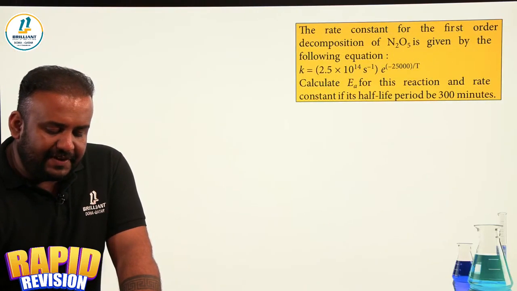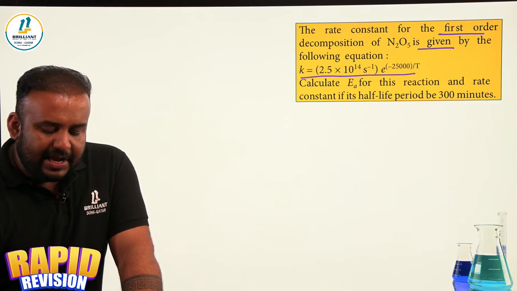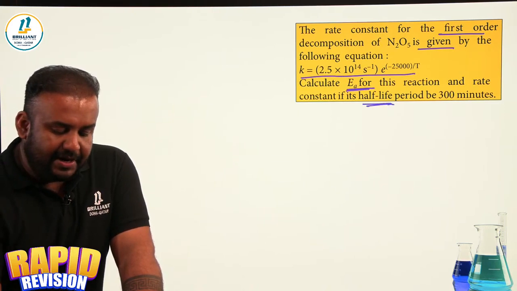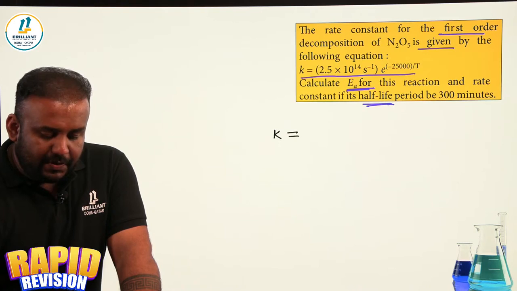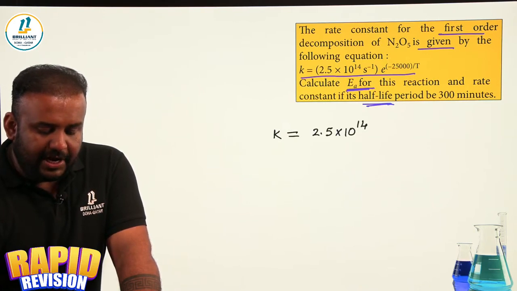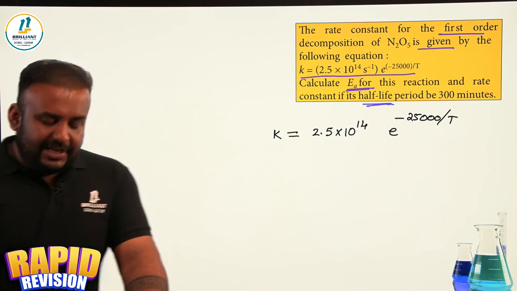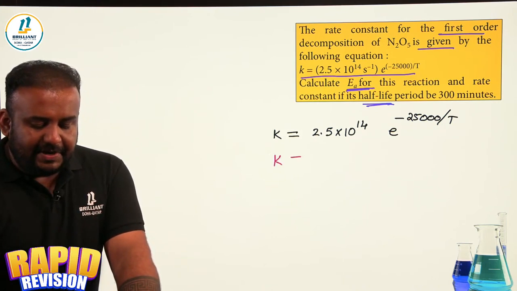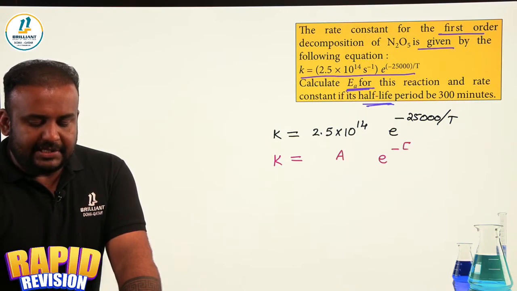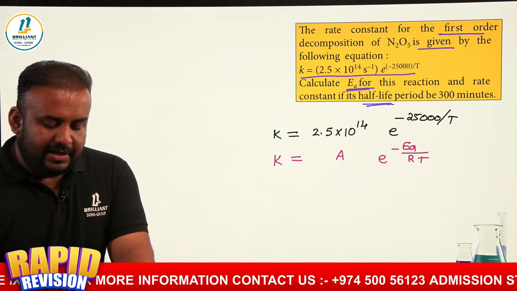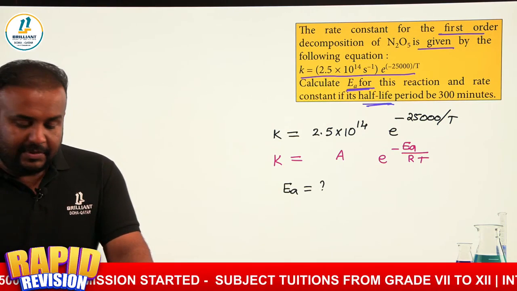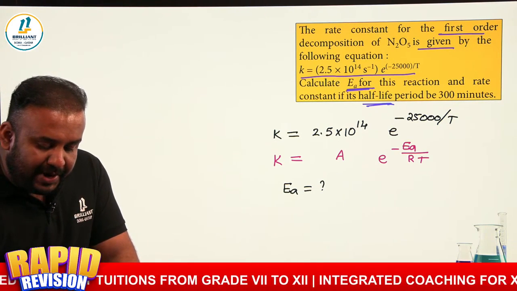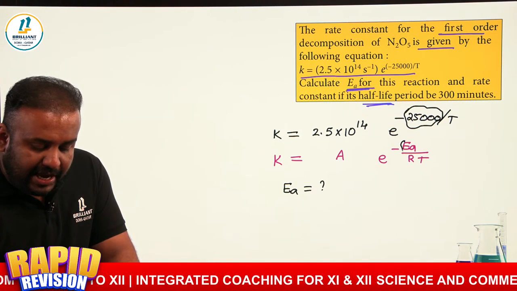Next, the rate constant of the first order decomposition is given. K is equal to this, calculate EA and also the half-life period. Okay, we have only two more questions, so please listen carefully. K is equal to 2.5 into 10 raised to 14 e raised to minus 25,000 divided by t. See, doesn't it look like Arrhenius equation? What is Arrhenius equation? K is equal to A e raised to minus EA by RT. So tell me, how do I find EA from this? Very easy. Minus this 25,000 is actually EA by R.